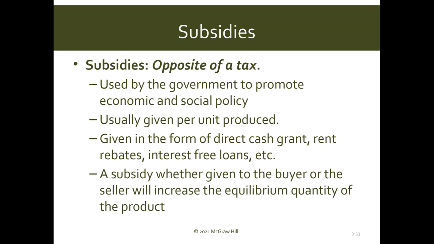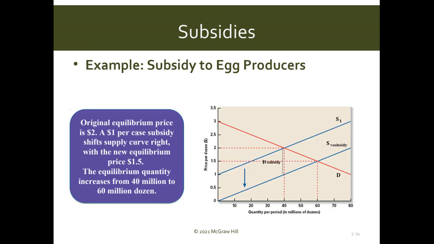This is the diagram. Let me discuss this diagram. This is the subsidy to egg producers. So this is a subsidy to producers, not consumers. You have to draw a diagram. Of course, in your midterm exam, I'm not going to ask you to draw a diagram, but you should know the impact of this subsidy on equilibrium price and equilibrium quantity.